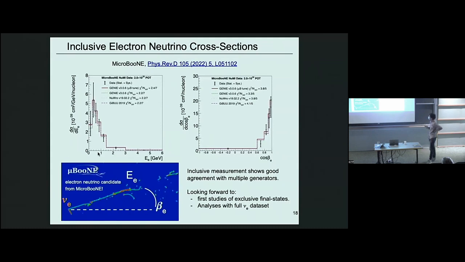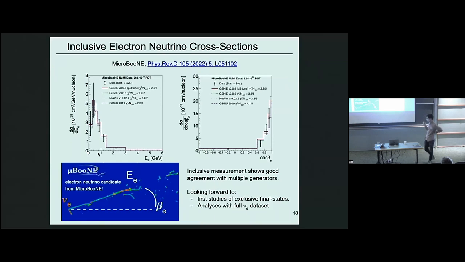The one thing I want to highlight here is that, in addition to inclusive measurements for our mu-neutrino interactions, because of that NuMI beam we sit on, we are also able to produce measurements for electron-neutrino cross-sections. The statistics are still not huge. We're statistics limited in this measurement, but it's a really good step in the direction of making concrete measurements of electron neutrinos on argon.